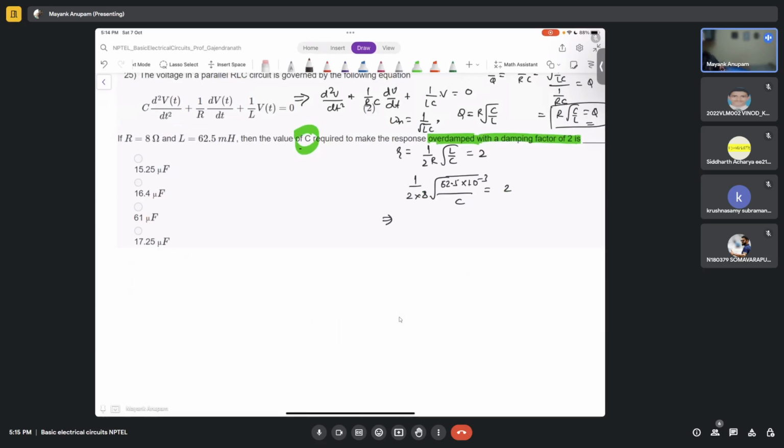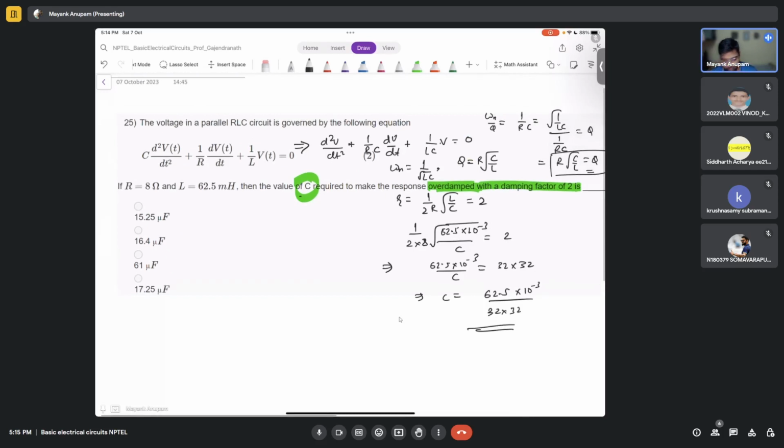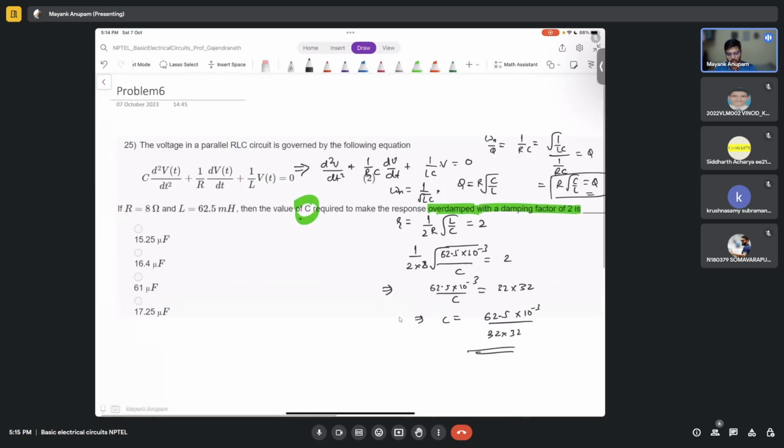So it is 16 times 2, 32, right? So root of 62.5 into 10 to the power minus 3 divided by C is equal to 32, so squaring, 32 into 32. From here, C is equal to 62.5 into 10 to the power minus 3 divided by 32 into 32. You may as well solve it, I'm not going to solve it, you will get some answer here. So this is very straightforward now. Are you able to understand what I'm doing?